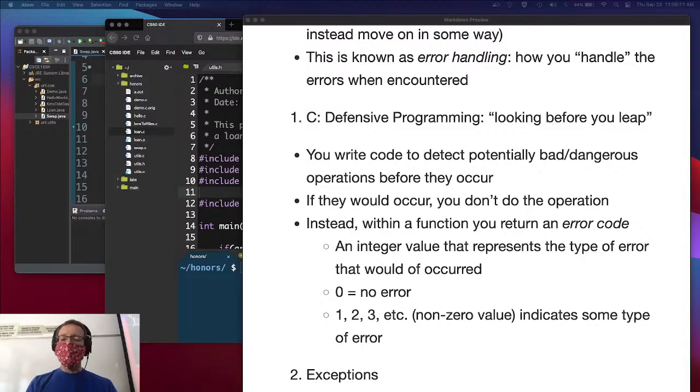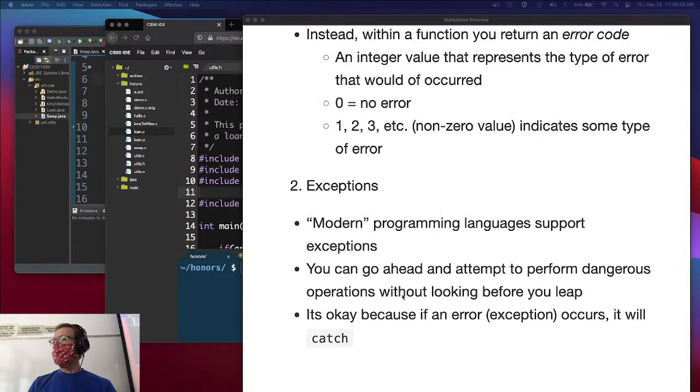But it's okay, because if an error or exception occurs, it will catch you. And I like to use this analogy because the keyword catch there is actually used in your programming languages. You try something. In fact, it's okay. You can go ahead and attempt.